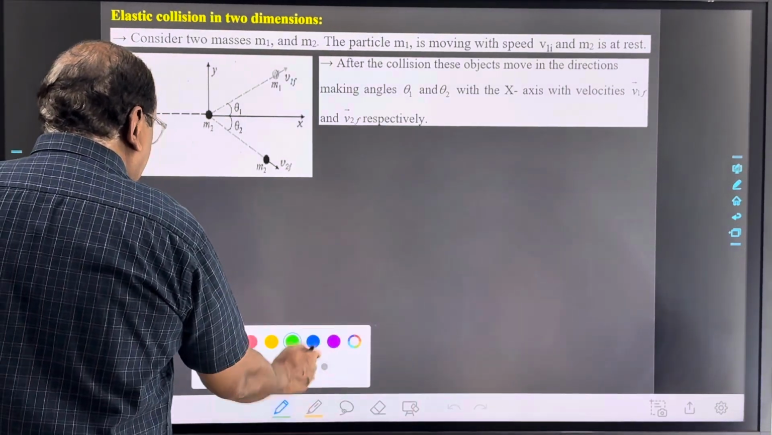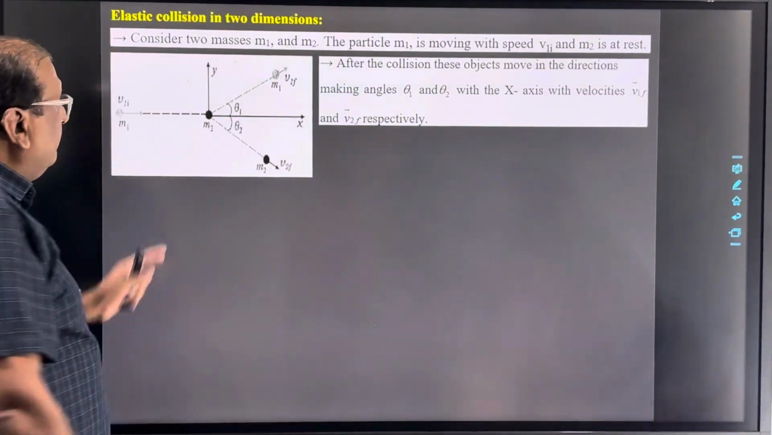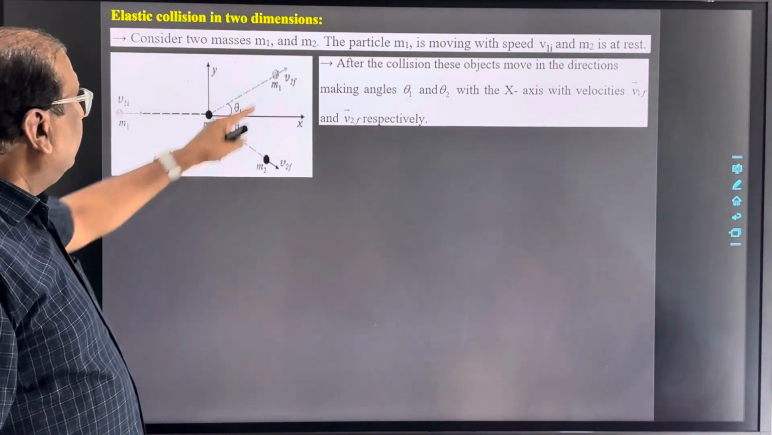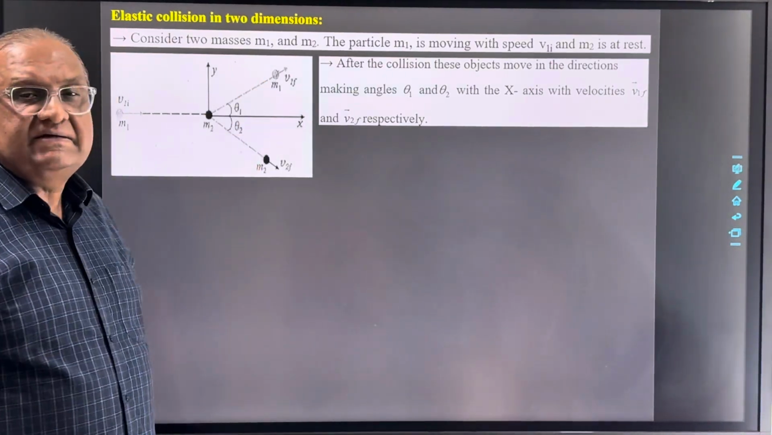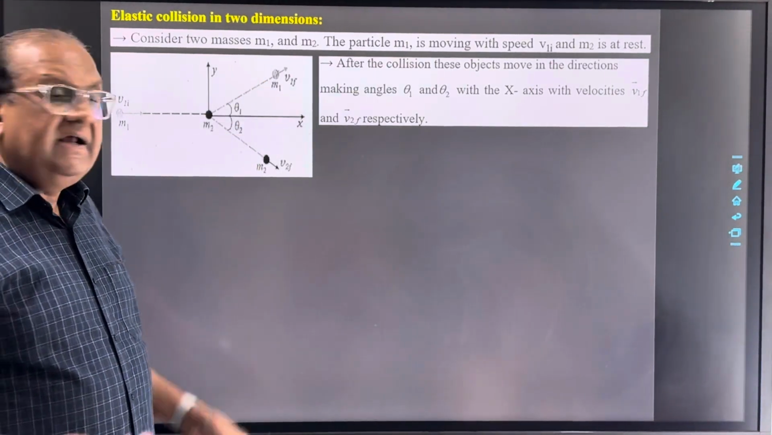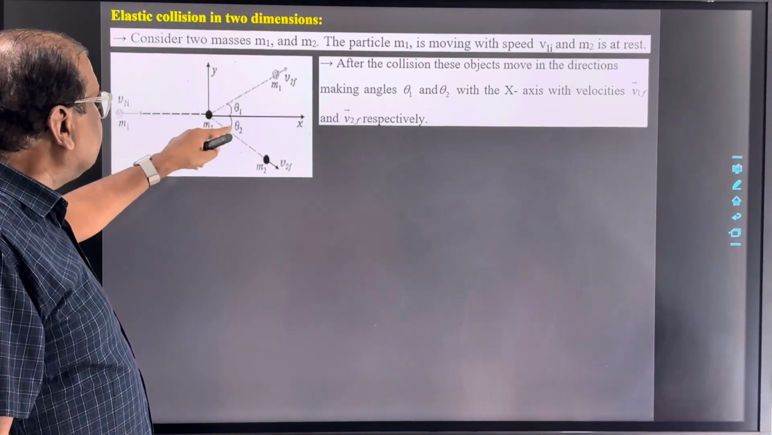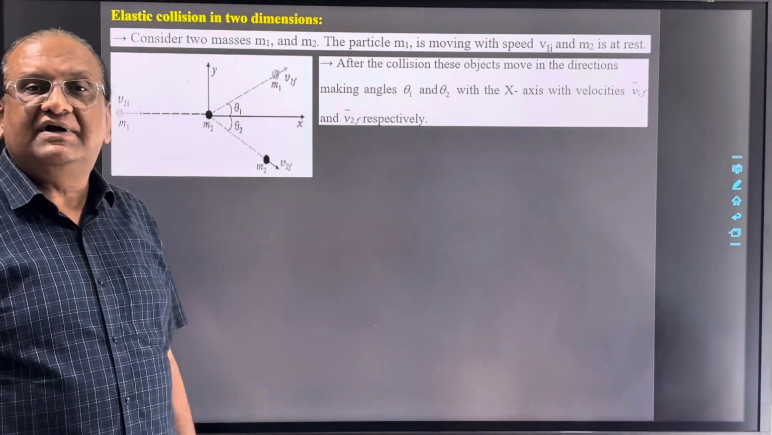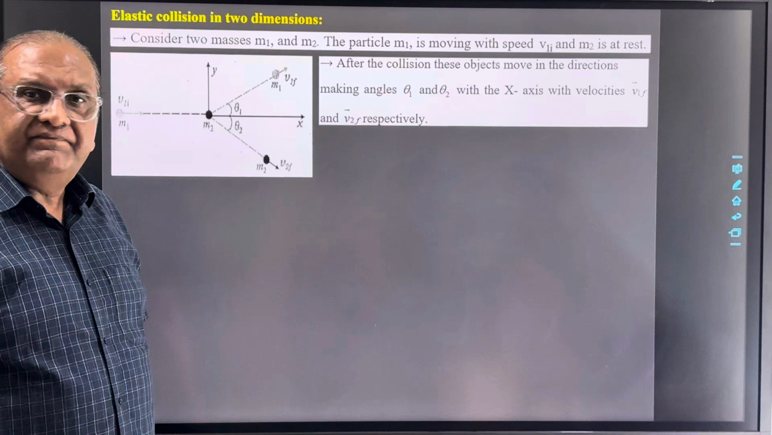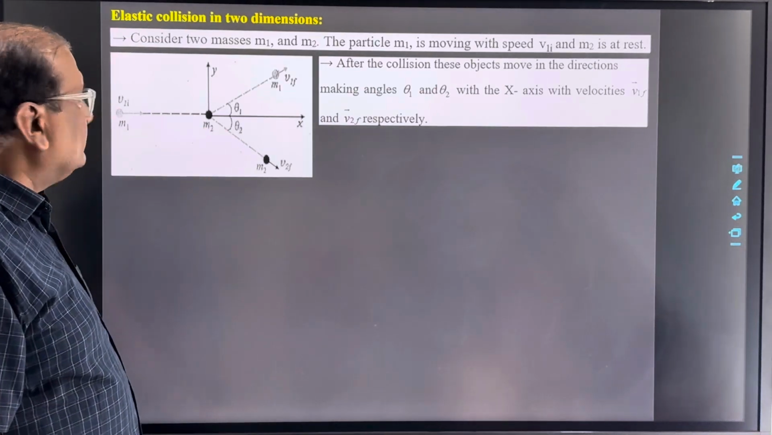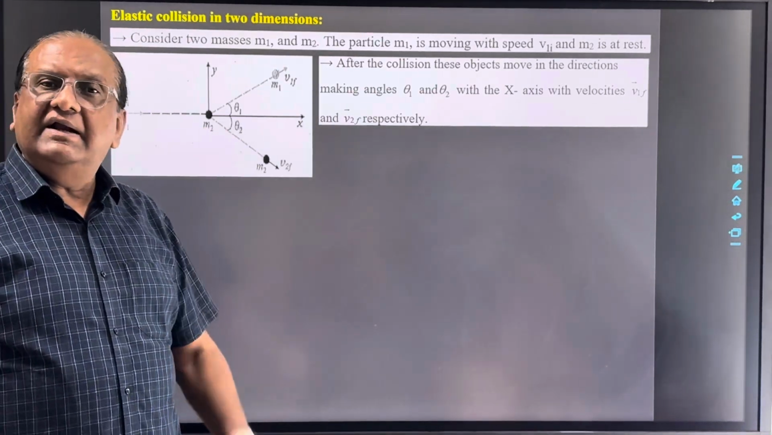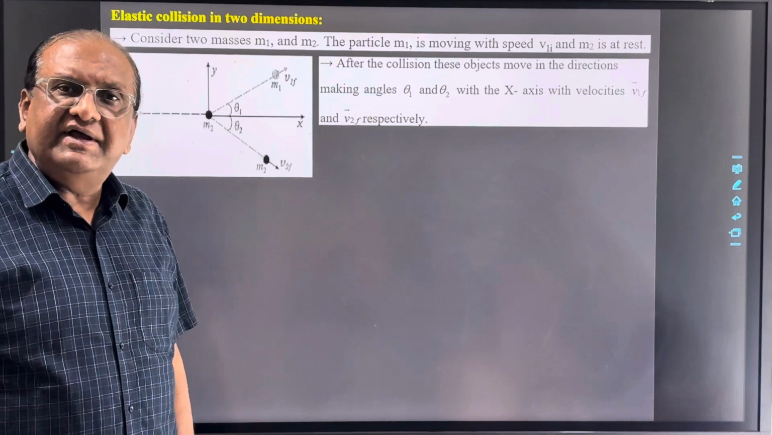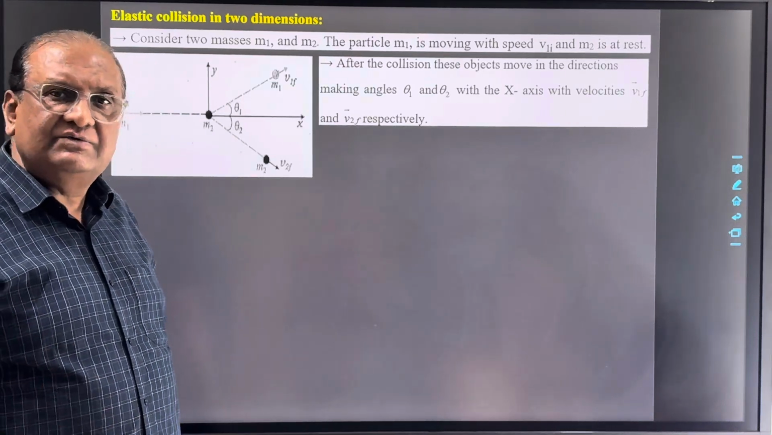Clear? Now here we have to find the velocities of these masses after collision as well as the directions of these masses after collision. Okay? Now this one is an elastic collision. In any type of collision, linear momentum is always conserved.